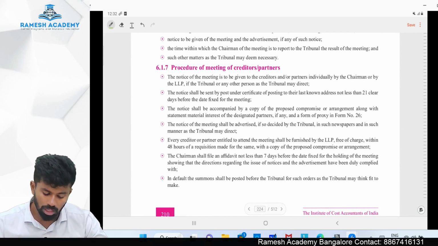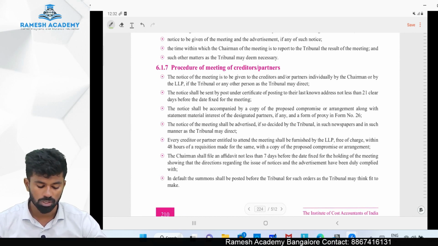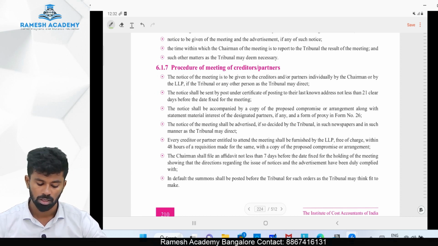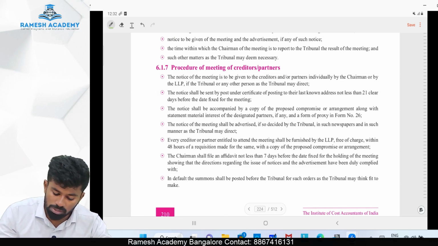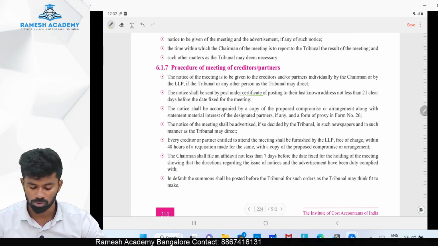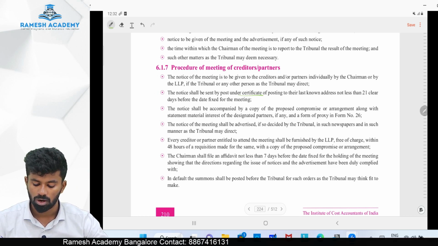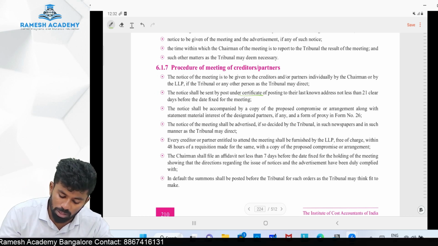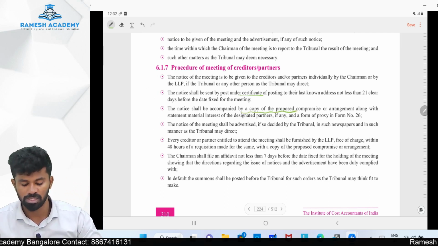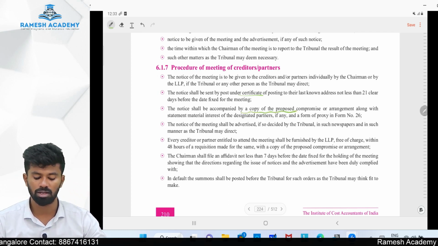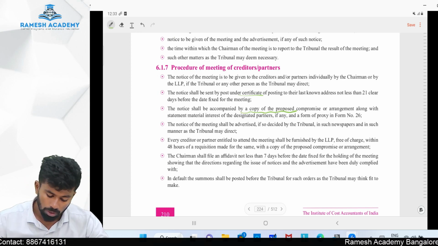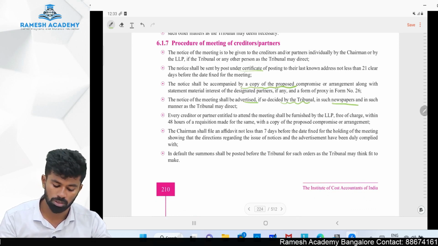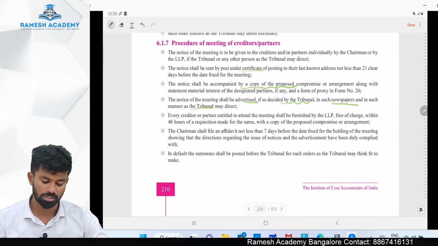So once that is done, then what will happen? The notice of the meeting is to be given to creditors and partners individually by the chairman or by the LLP. The notice shall be sent by post with a certificate of posting to their known address not less than 21 days before the date fixed for the meeting. The notice shall be accompanied by a copy of the proposed compromise or arrangement along with a statement of the material interest of designated partners. The notice of the meeting shall be advertised, if so decided by the tribunal, in such newspaper and manner as the tribunal directs.